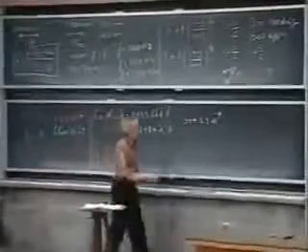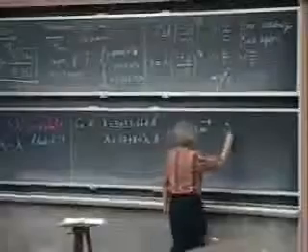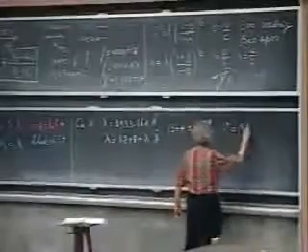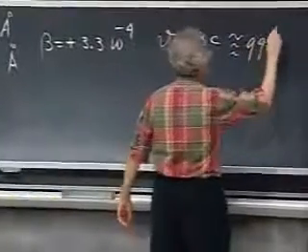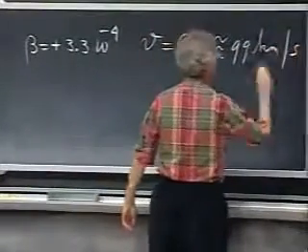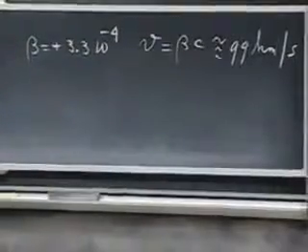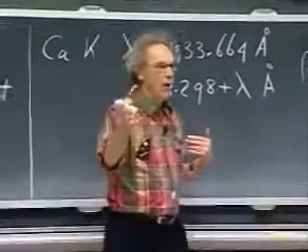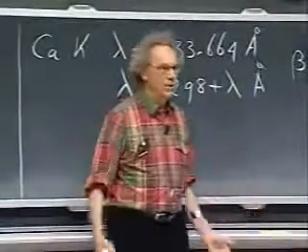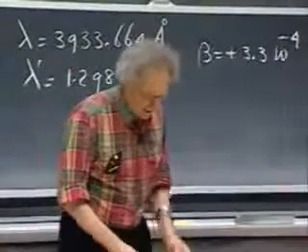And I find, therefore, that the radial velocity, I stress it as the radial component of our velocity, is then beta times c, and that turns out to be approximately 99 kilometers per second. So I have now measured the relative velocity, radial velocity, between the star and me, and the question whether the star is moving away from me or I move away from the star is an irrelevant question. It is always the relative velocity that matters.